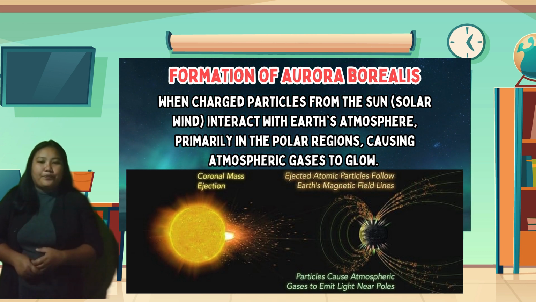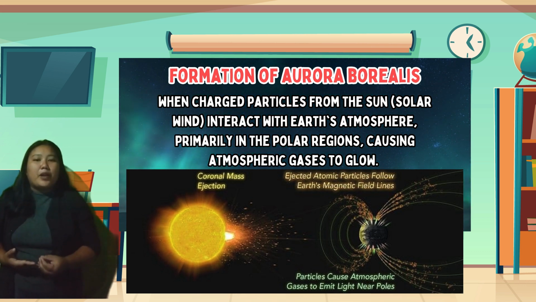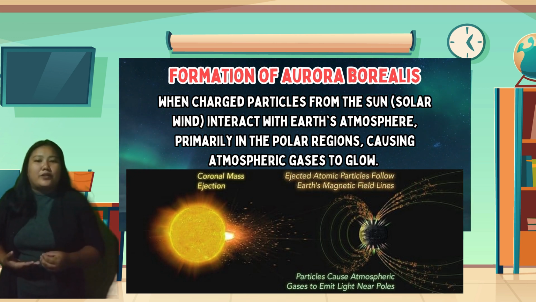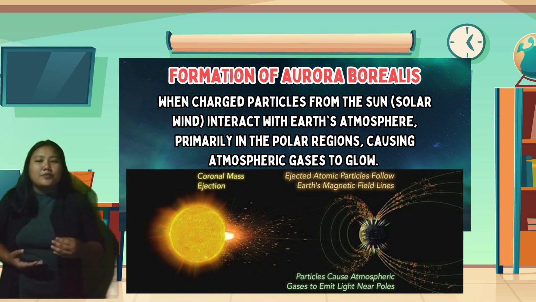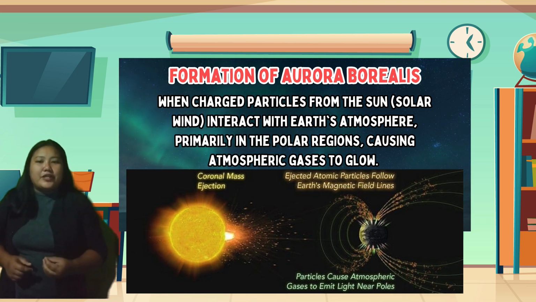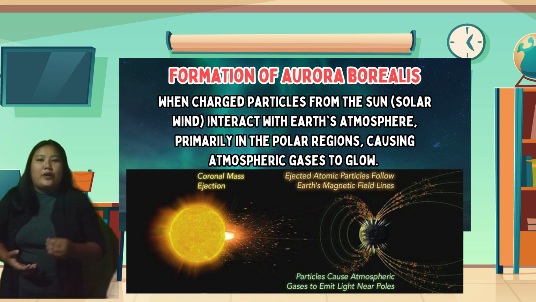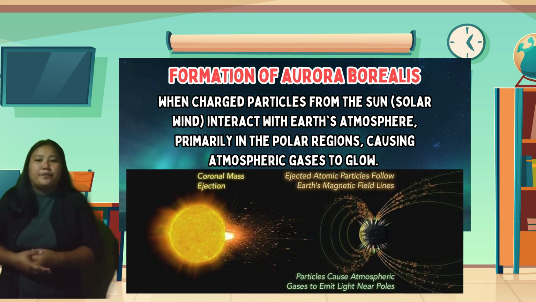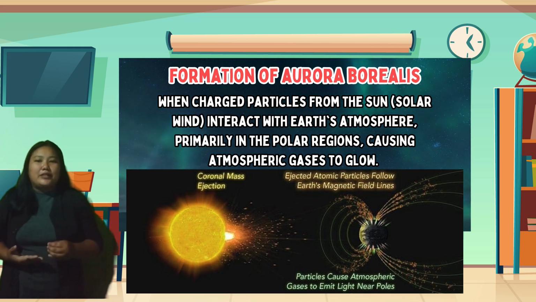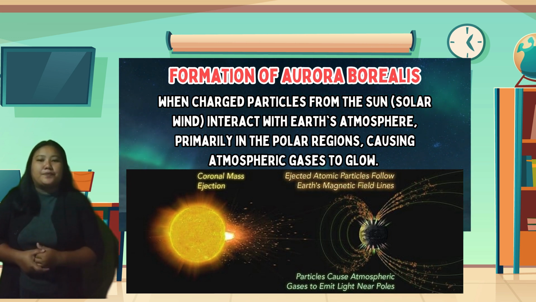Here's how they form. First, solar wind particles collide with Earth's magnetosphere, traveling along magnetic field lines toward the poles. Second, particles enter the upper atmosphere and collide with gases like oxygen and nitrogen. Third, these collisions excite the gas molecules, causing them to emit light. Oxygen produces green and red auroras, while nitrogen emits blue and purple hues. These auroras appear as dancing lights in the night sky, most commonly seen in the Arctic and Antarctic regions.